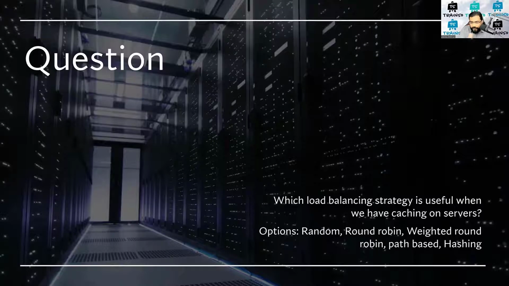So tell me, out of these, which is better if we have caching? Is it random? Is it round robin? Is it weighted round robin? Is it path based, or is it hashing?